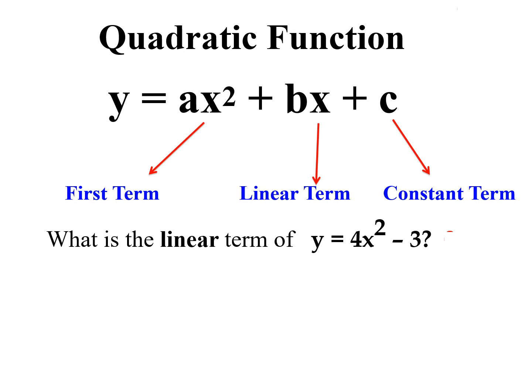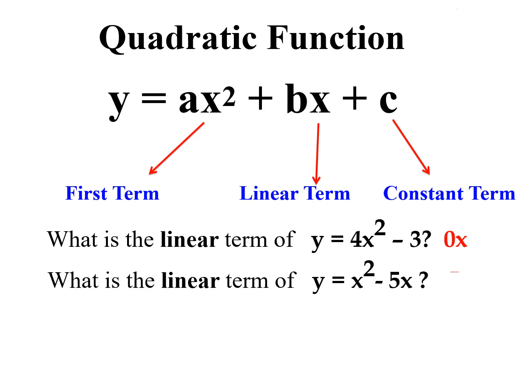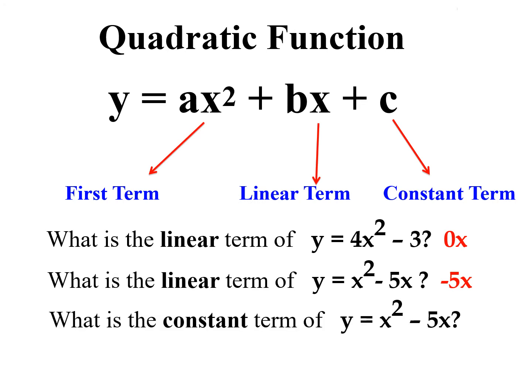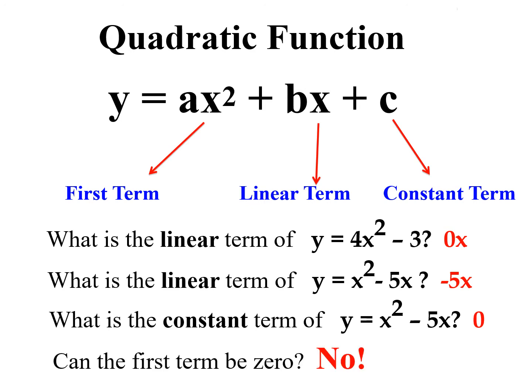What is the linear term of y equals 4x squared minus 3? It is 0x. And what is the linear term of y equals x squared minus 5x? It is minus 5x. What is the constant term of y equals x squared minus 5x? It is equal to 0 because there is no constant term.